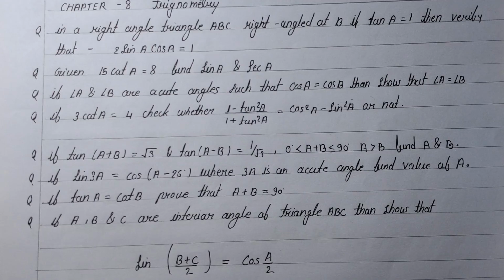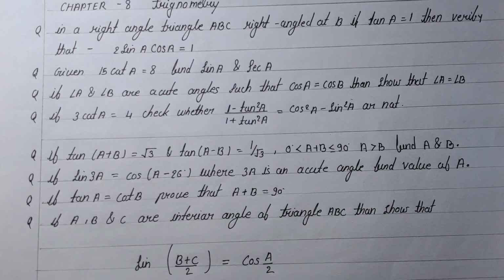Next, given 15 cot A is equal to 8, find sin A and sec A. Next, if A and B are acute angles such that cos A is equal to cos B, then show that angle A is equal to angle B. Next, if 3 cot A is equal to 4, check whether (1 minus tan square A) upon (1 plus tan square A) is equal to cos square A minus sin square A or not.